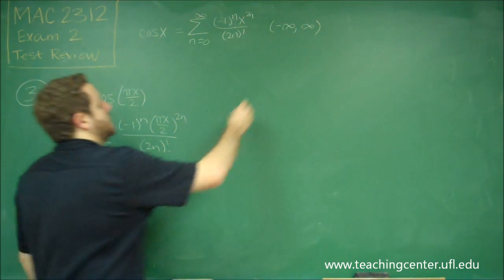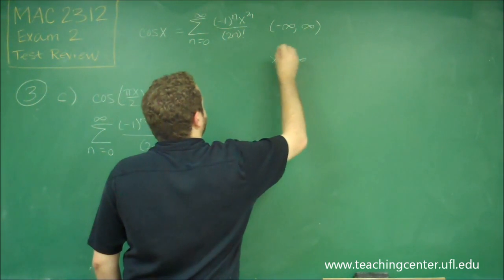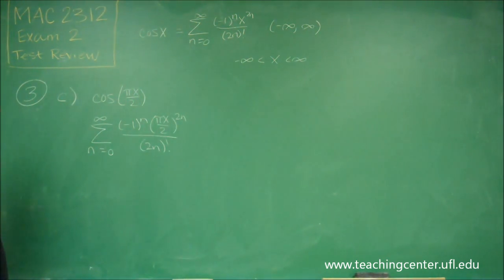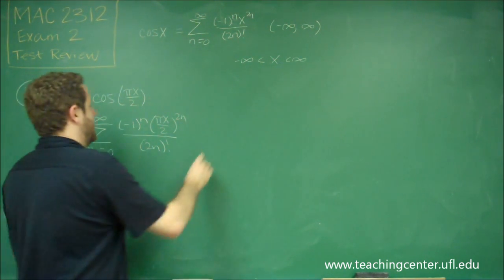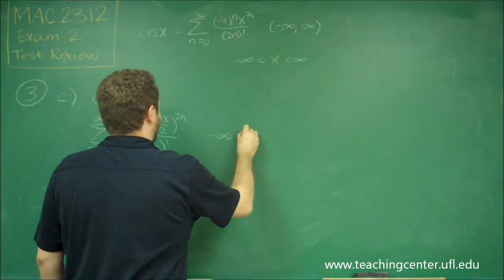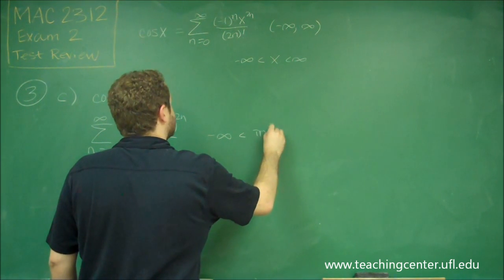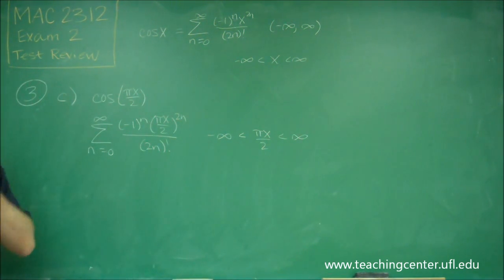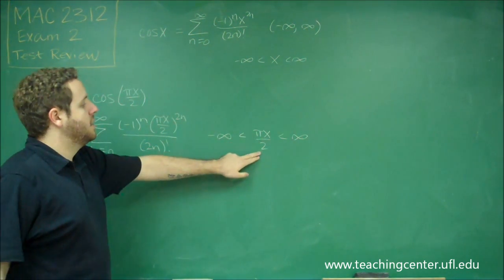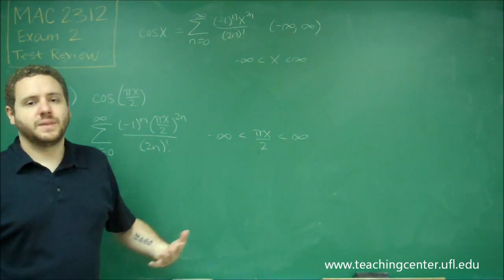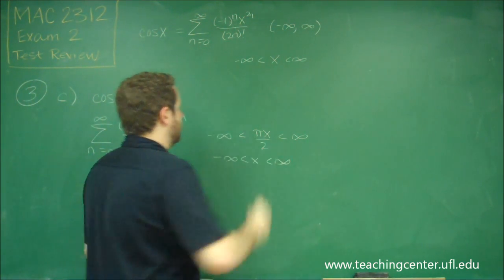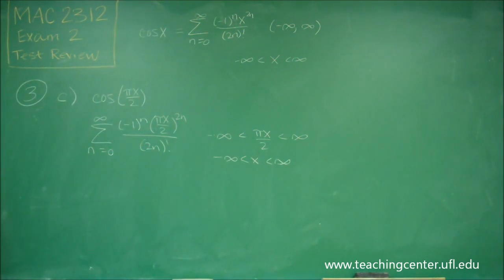So here we have that x is any real number from negative infinity to infinity. This says here then that pi x over 2 has to be any real number. But you can see if you solve this for x by multiplying by 2 and dividing by pi, that doesn't change anything. So our interval of convergence here is still all real numbers.